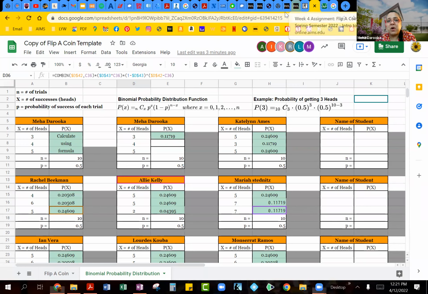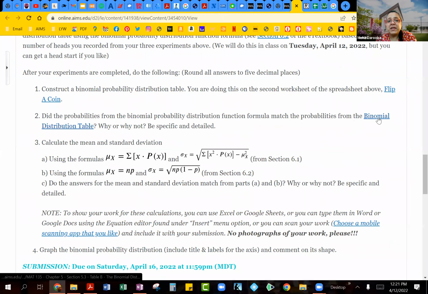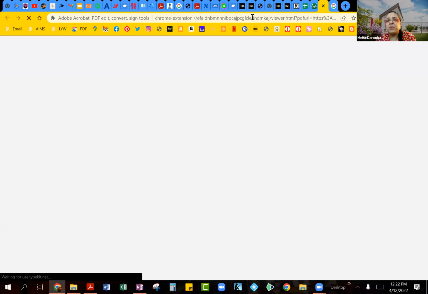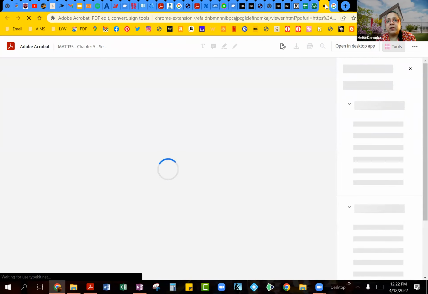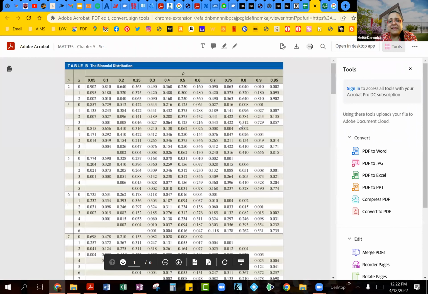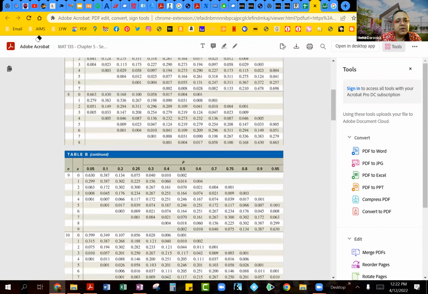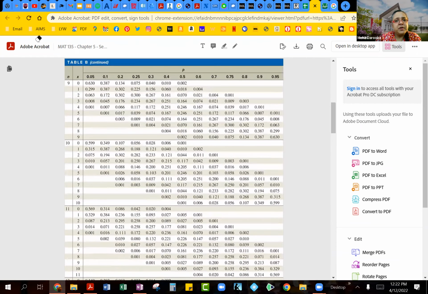Then the next thing you are going to do is actually compare your answers that you came up with to this binomial probability distribution table over here. And these guys are only rounding it to 3 decimal places. So again, your number of trials is 10. So we will actually need to go down to 10 for this, which would be on the next page over. There we go.